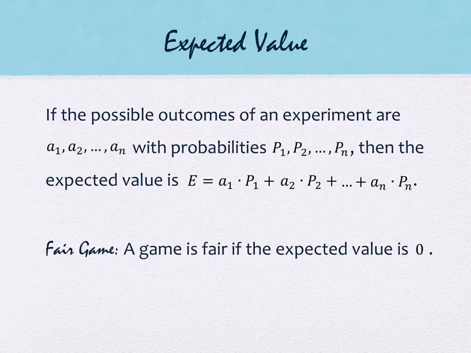If we have the possible outcomes of an experiment, and we're talking about something that has numerical outcomes, A1 through An, and they have corresponding probabilities of happening, P1 through Pn. They may be the same values, they may be different values for those probabilities. Then the overall expected value is A1 times P1 plus A2 times P2 all the way out to An times Pn.